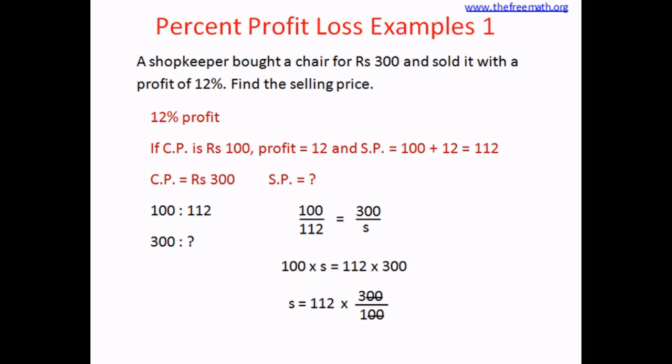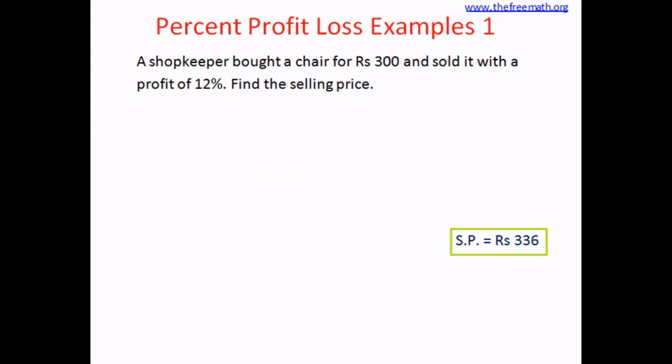And here again we are doing the same thing. So if you multiply 112 by 3, you get 336. 100 threes are 300 and 12 threes are 36. So the selling price of the chair is 336 rupees. This was method number 1. There is another method that you could use to solve the same problem. Let's see what the other method is.